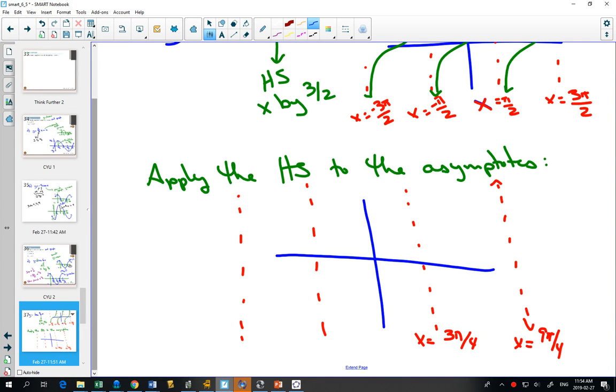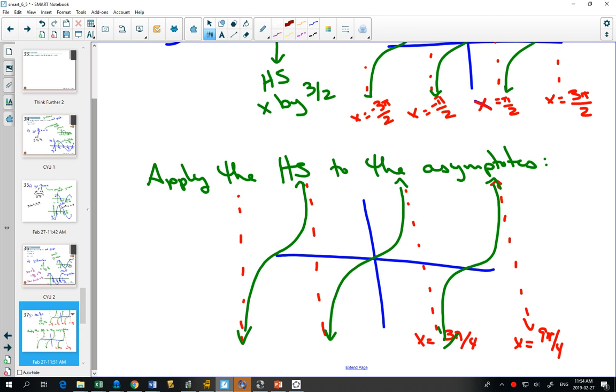And having those asymptotes, the shape stays the same. And we've just graphed our next function.